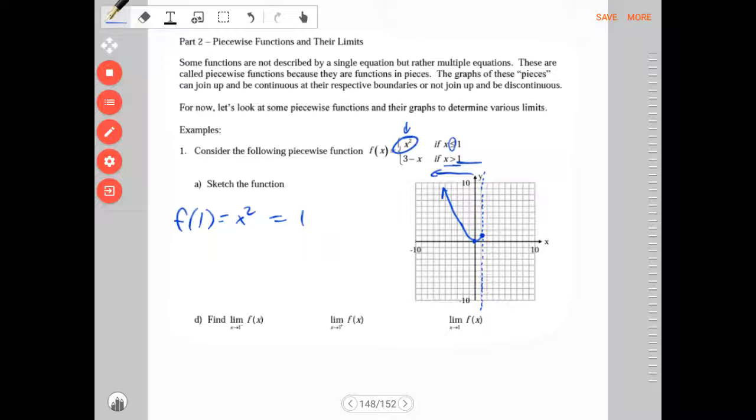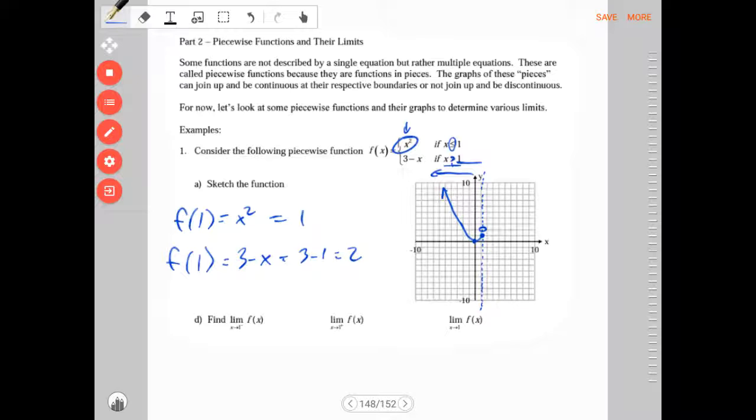Now let's evaluate the other function, 3 minus x. So f of 1 of the other half. 3 minus x is going to be 3 minus 1, which is 2. So that's going to be 1, 2, and because it is just greater than 1, there's an open circle at 2.